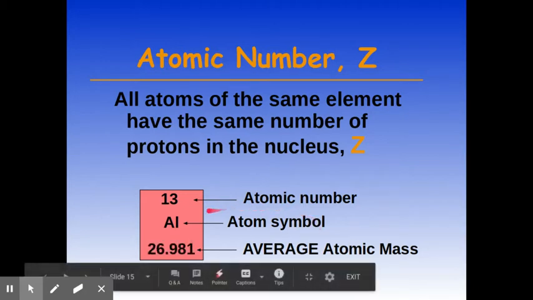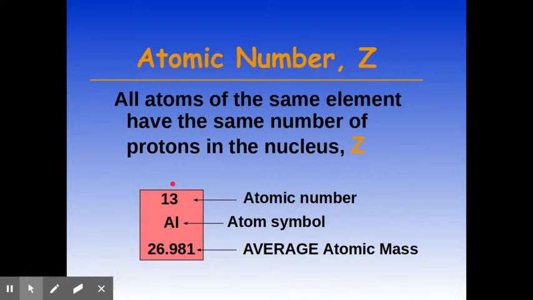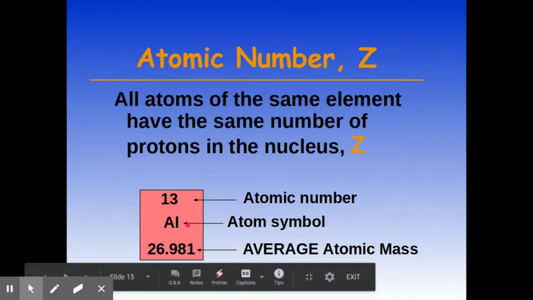So this is aluminum. There's its atomic symbol. Aluminum has 13 protons. If I asked how many protons aluminum has, you'd go to your periodic table and say 13. If I said you have a neutral atom of aluminum, how many electrons does it have? You'd say it's the same as the protons, 13.